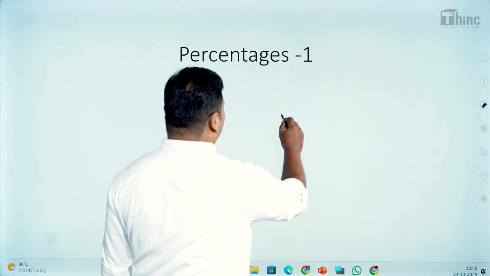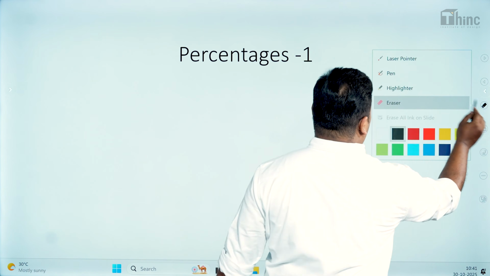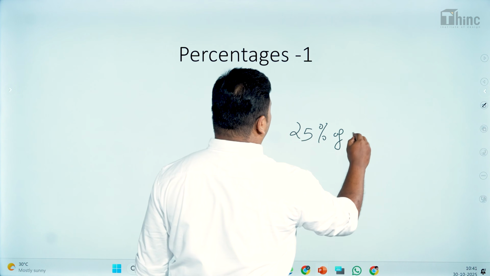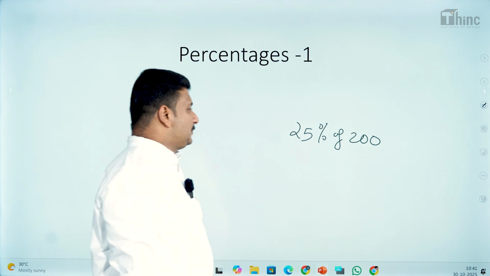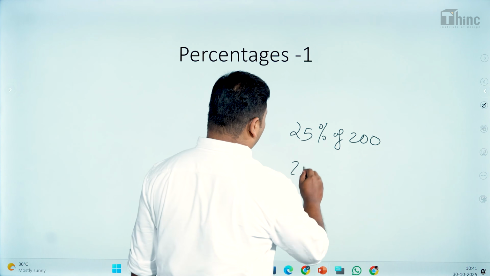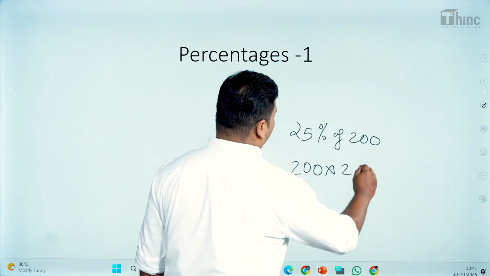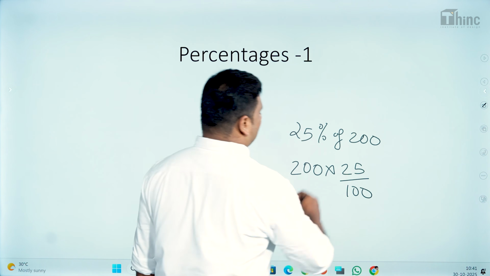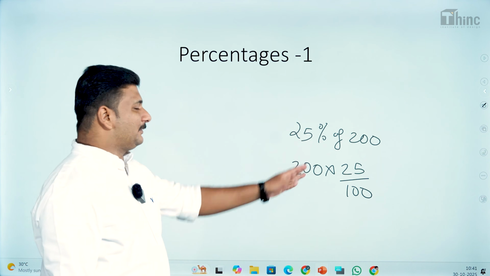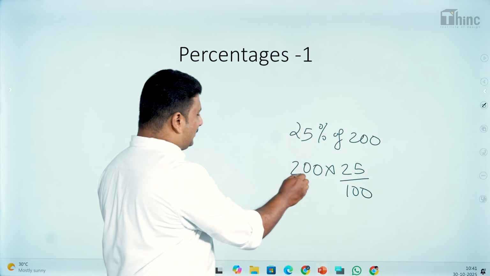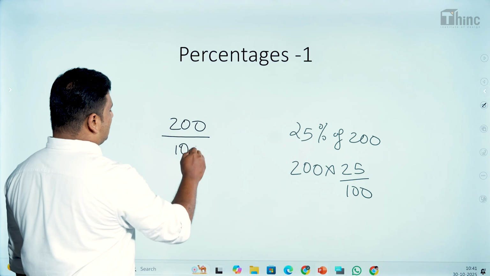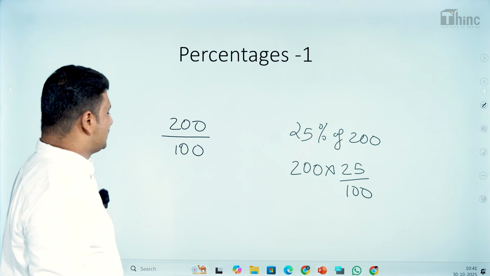So let's say we need to find 25 percentage of 200. To find 25 percentage of 200, what we usually do is we'll multiply 200 with 25 by 100. That's what we usually do, right? So why are we actually doing it? Basically, we are dividing 200 into 100 equal parts. So each part will be 200 by 100, which is 2.